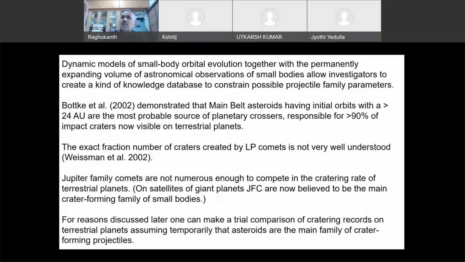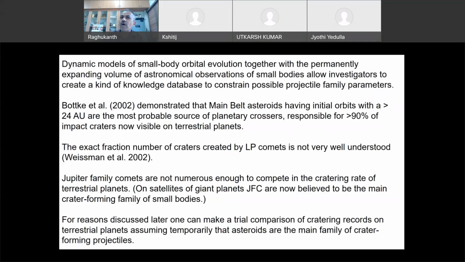Then astronomers have done collision dynamics: what the probabilities are and other things. This person demonstrated that some main belt asteroids have initial orbits more than 24 AU. I showed you AU long back; that is the distance between the Sun and Earth. They are the most probable source of planetary crossers, and they are responsible for more than 90% of impact craters now visible on terrestrial planets. So these main belt asteroids are the number one; 90% is controlled by them.